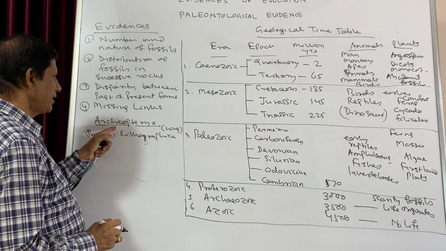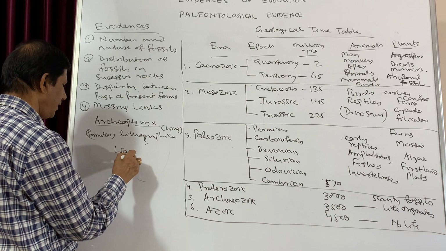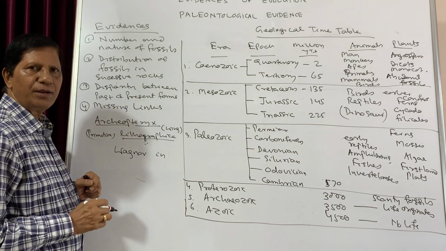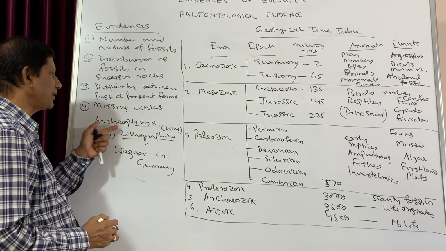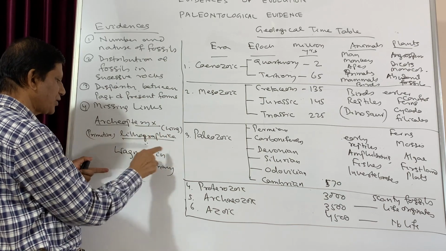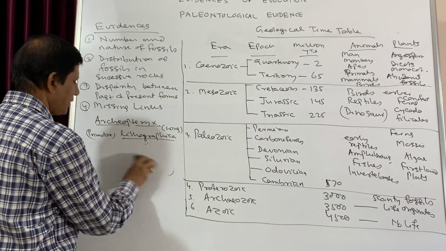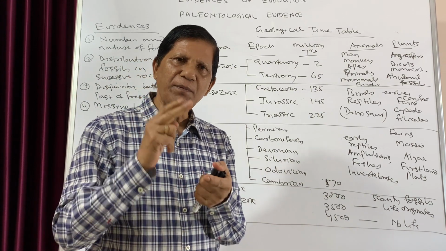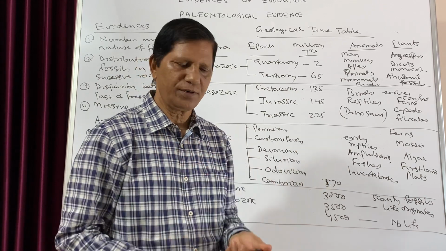Now the archaeopteryx was studied by Wagner in the lithographic rocks of Germany. That is why it is known as archaeopteryx lithographica, because Wagner studied it from the lithographic rocks in Germany. In case of this archaeopteryx, it is a missing link between reptiles and birds. Why? Because it possesses characters of both.